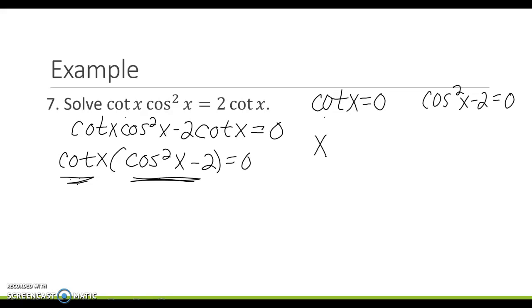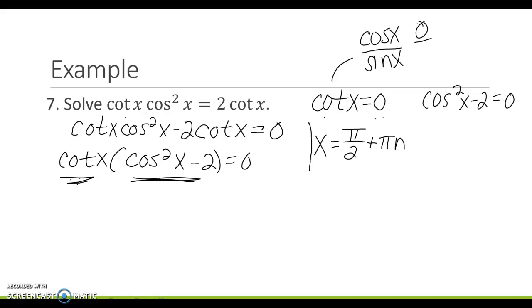So cotangent of x equaling 0, keeping in mind that cotangent is cosine over sine from those identities. So if you look at your unit circle, you're looking for where cosine is 0, so that way I take 0 over something and get cotangent equal to 0. That's going to be at pi over 2. And since we're working with cotangent, we're going to put plus pi n. And that's the only spot where cotangent is going to be 0 between 0 and pi.